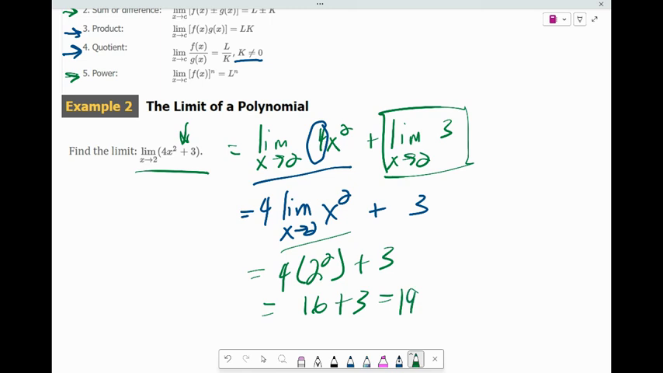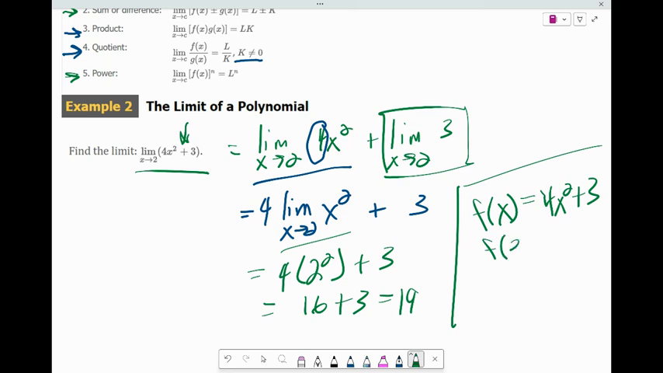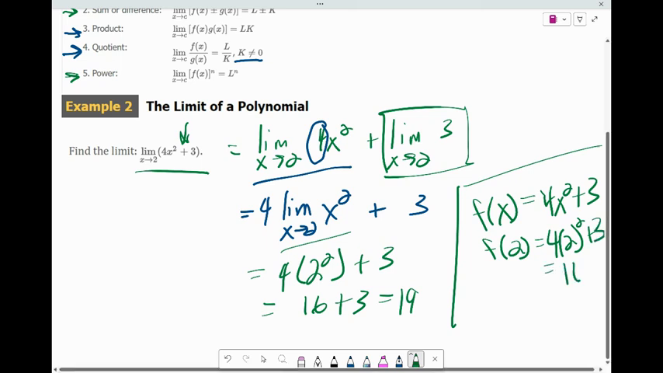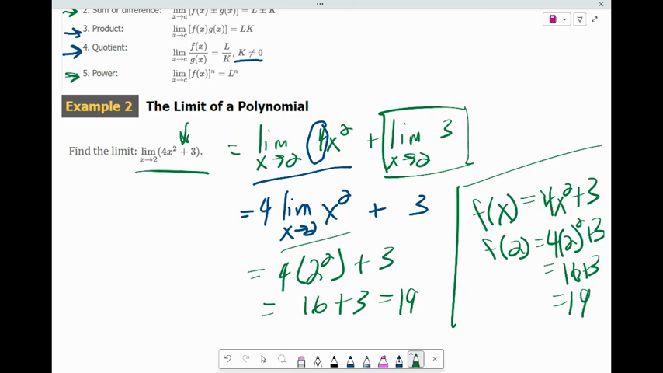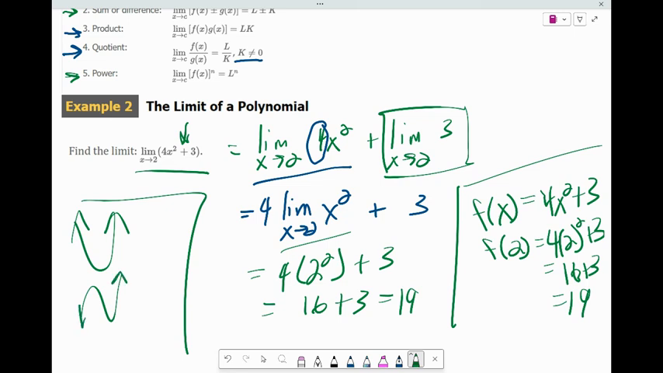Now, off to the side, if we take a look at the original function we were given, 4x squared plus 3, and we determine f of, sorry, not 3, but 2, we're going to get the same exact thing we just did. And we shouldn't find this surprising, because polynomial functions, as we may remember, x squared, x cubed, x to the 4th, and all the other variations, there's no irregular things happening at any points. The function is exactly where we expect it to be.